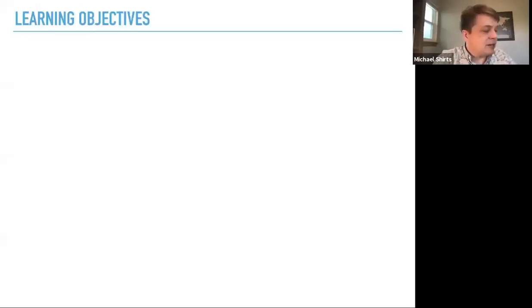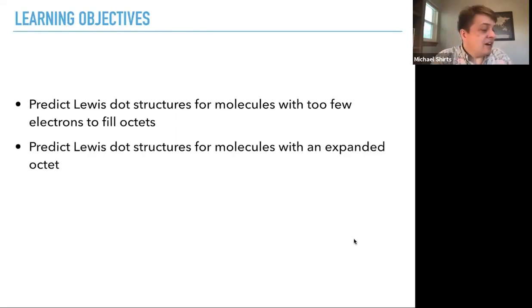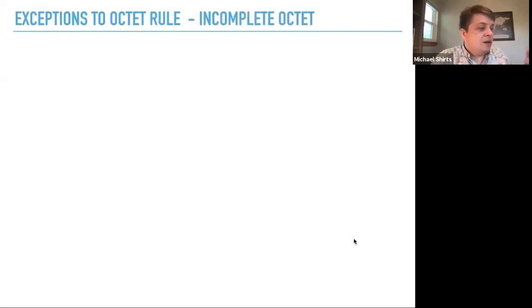So the learning objectives in this segment are to predict Lewis dot structures for molecules with too few electrons to fill the octet. There simply aren't enough electrons around. And also predict Lewis dot structures for molecules with an expanded octet. There's some cases where you can actually get a little more stable by having more electrons in the octet. That'll only happen with structures that are lower down on the periodic table, when there's a little more energy available for the electrons to swish around. Okay, so incomplete octet, that's the first set we're going to be looking at.